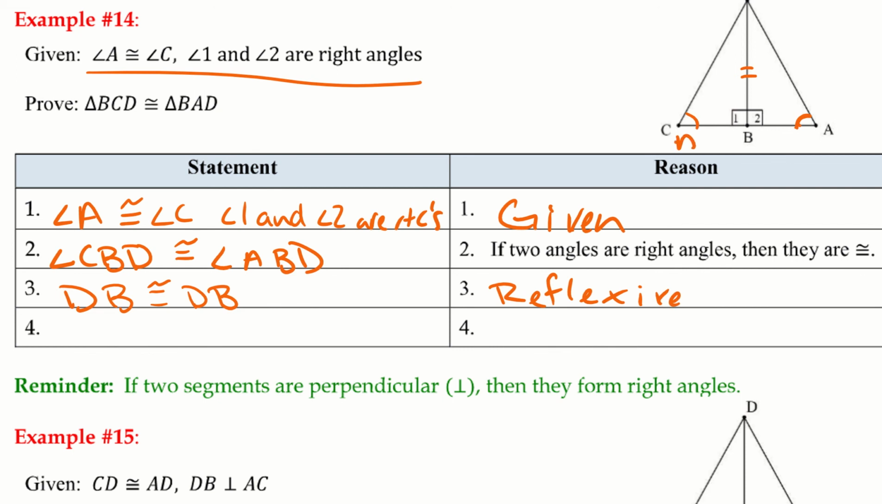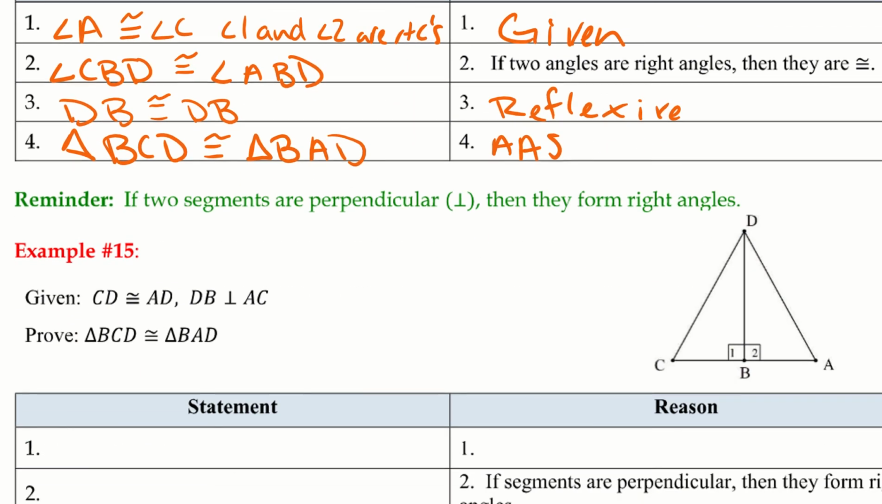And now I have an angle and a side. So I can say that these two triangles are congruent by angle, side.